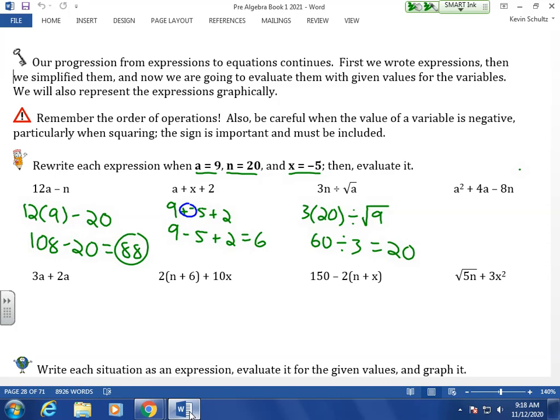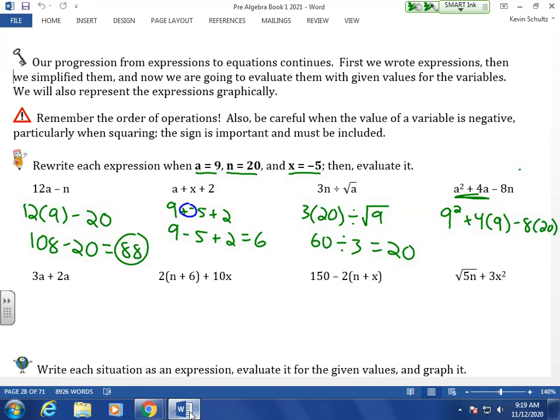We run into an exponent in the fourth one here. We have a squared, which is going to be 9 squared, plus 4 times 9, minus 8 times n being 20. Okay? Are a squared and 4a like terms?